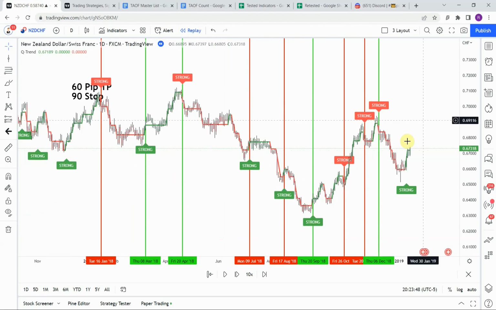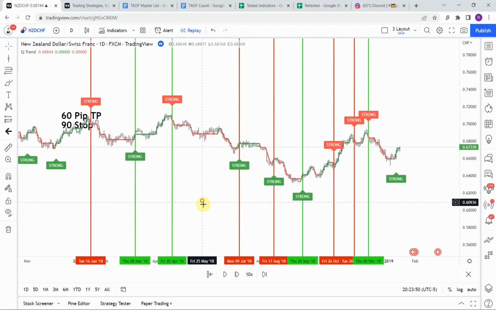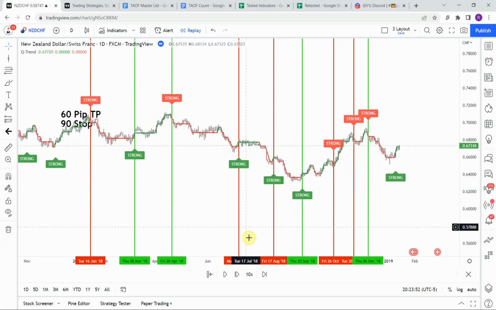Let's go ahead and count this out and see what we get. So 1, 2, 3, 4, 5, 6, 7, 8, and 9. So we have 9 trades all together, and we have 1, 2, 3, and 4 winning trades. And so that is not going to meet the 60% criteria that we were looking for.